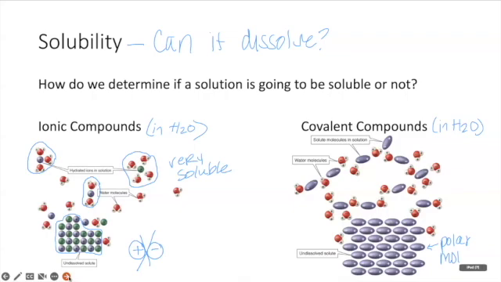And polar molecules, because they kind of look and act like ionic, have those positive and negative dipoles. Water can get in there and pull these molecules apart by attracting the water's own positive and negative ends to the compound's positive and negative ends.